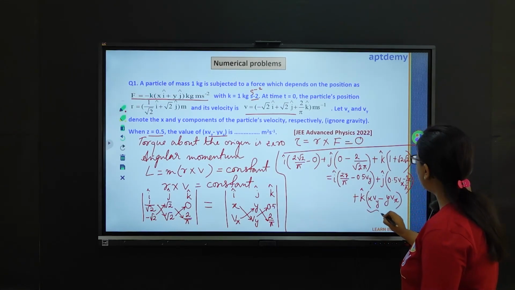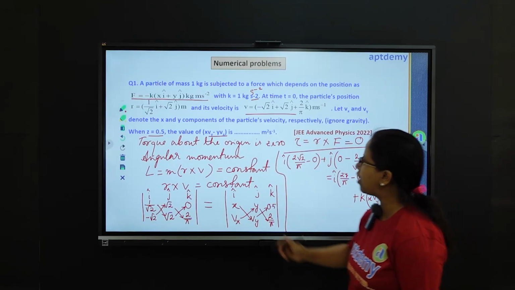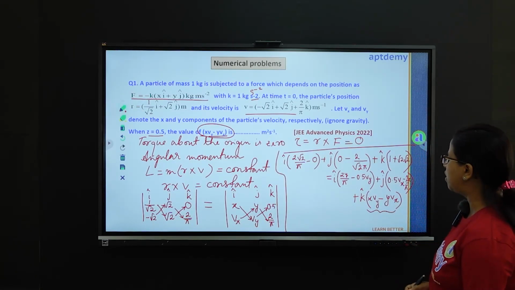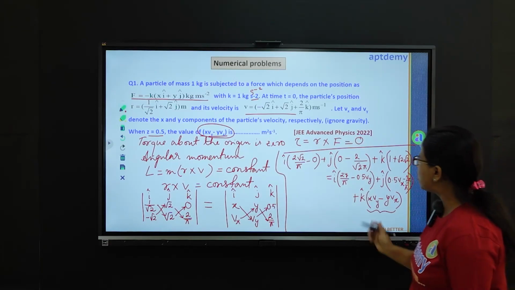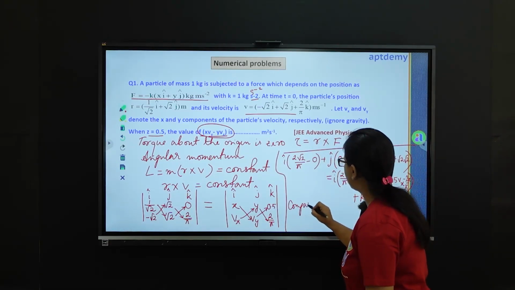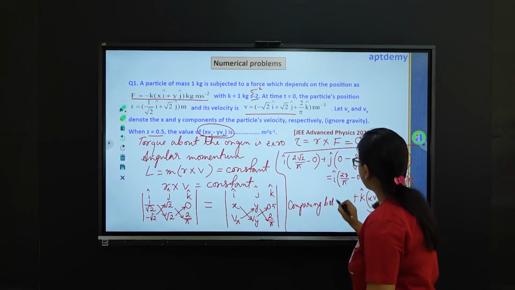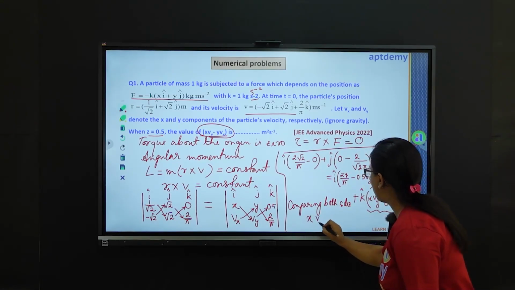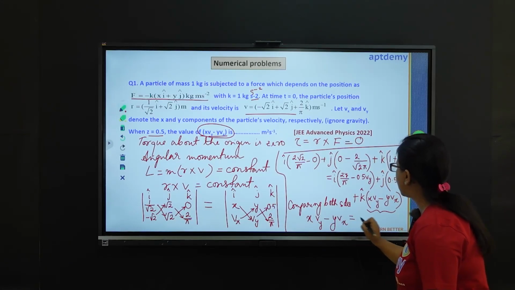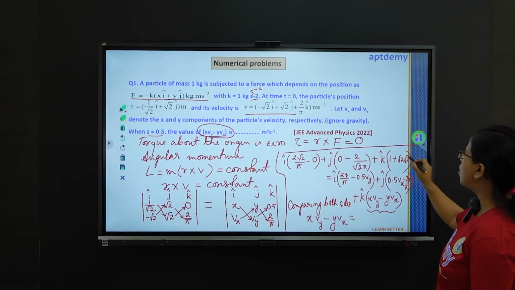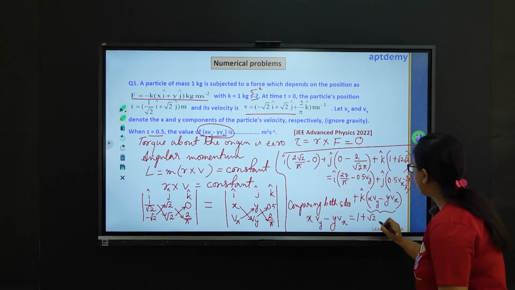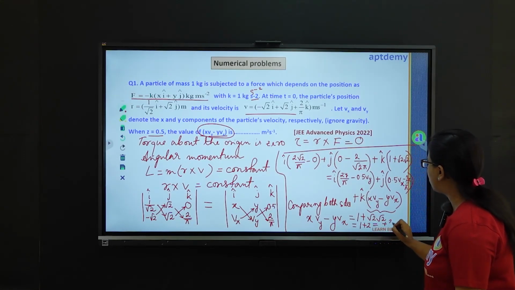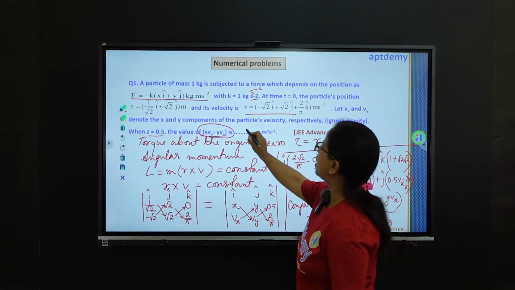So wait a minute, we are already at the term which we are asked to find out actually. We are asked to find out the value of x Vy minus y Vx. So this is what we need. So we need not solve it any further. We just need to compare the two sides of the equation. So comparing both sides, we can see that x Vy minus y Vx is nothing but the same as 1 plus root 2 times root 2. So root 2 times root 2 is simply 2. So we have 1 plus 2, that is plus 3. So the correct answer for this is 3.